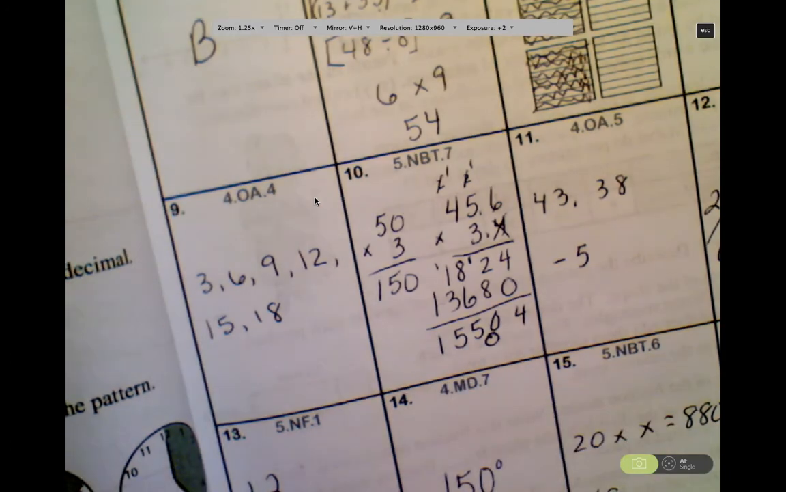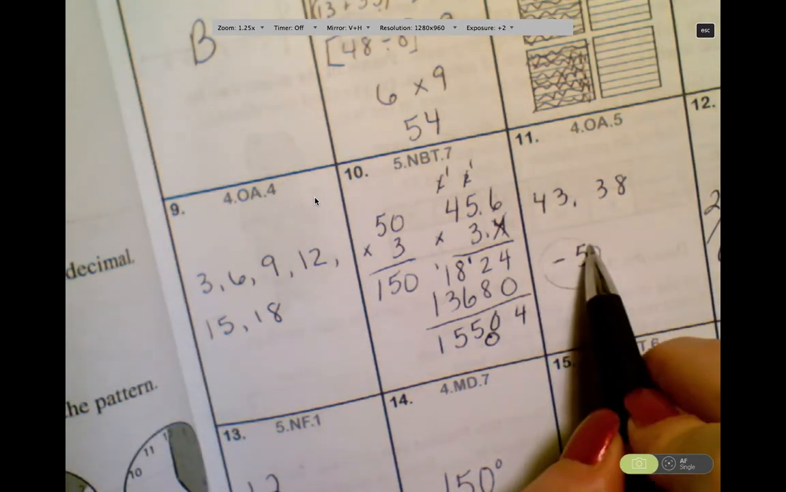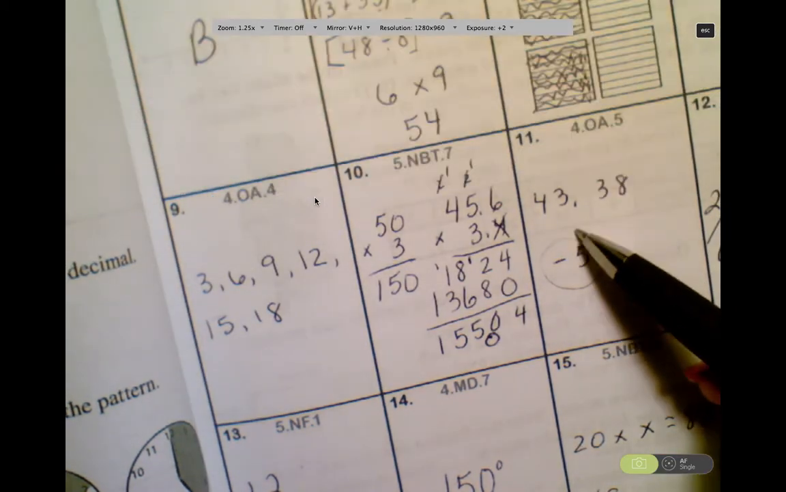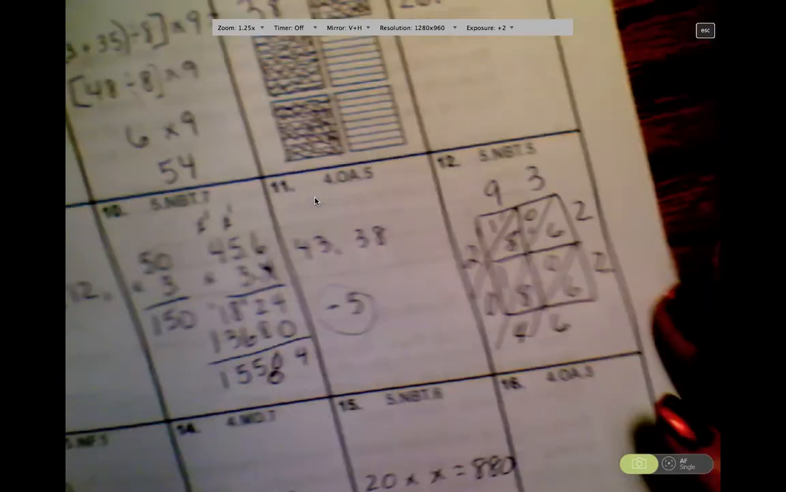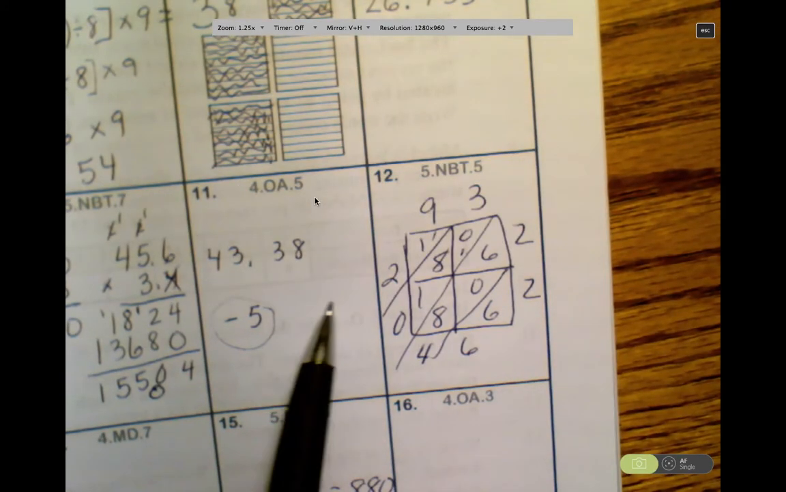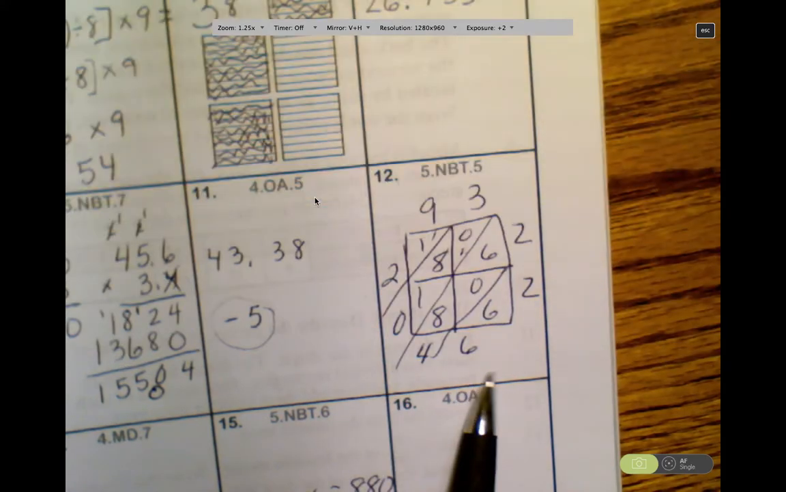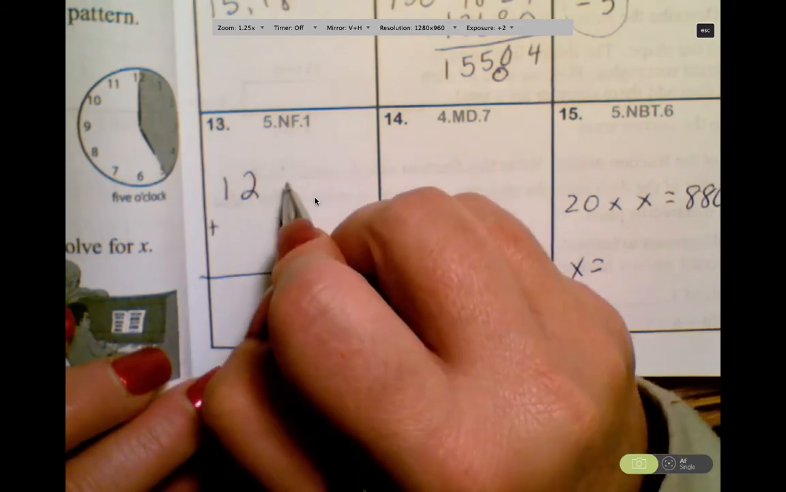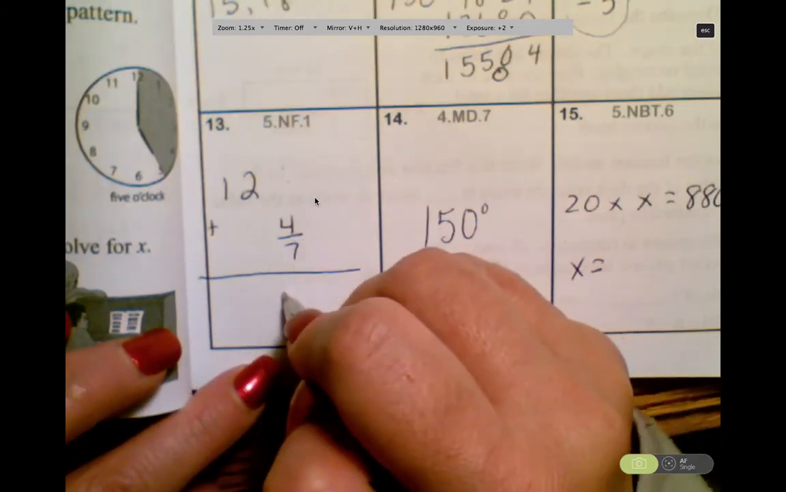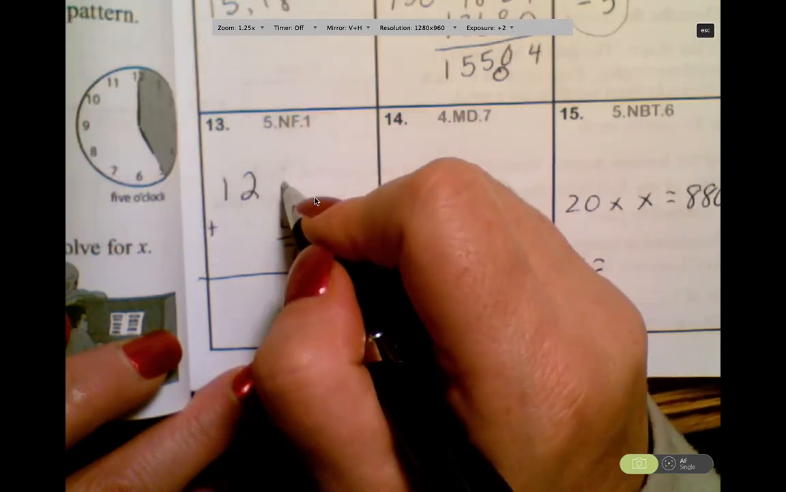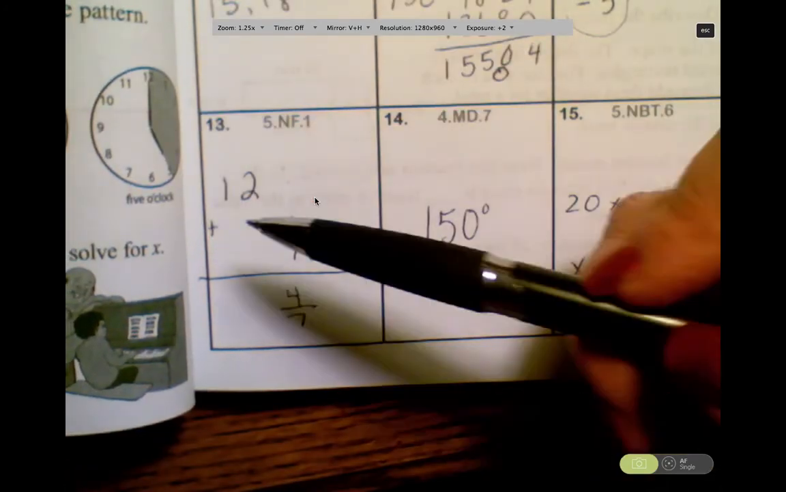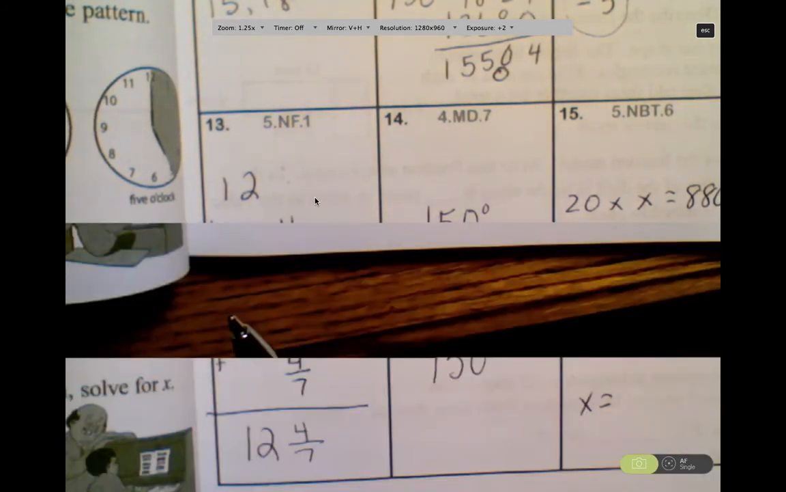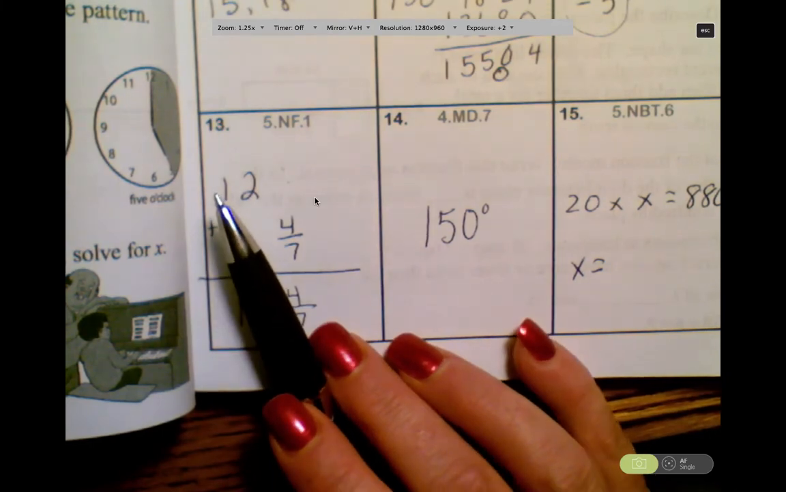I circled it. All right, my pattern is decreasing by 5, and I know my next 2 numbers, 43 and 38. My next one, I multiplied, and the answer is 2,046. Number 13. If I don't have any fraction, I can just put this fraction down here because 4/7 plus nothing is still going to be 4/7. And then 12 plus nothing is 12. We can add a fraction and a whole number together for sure.